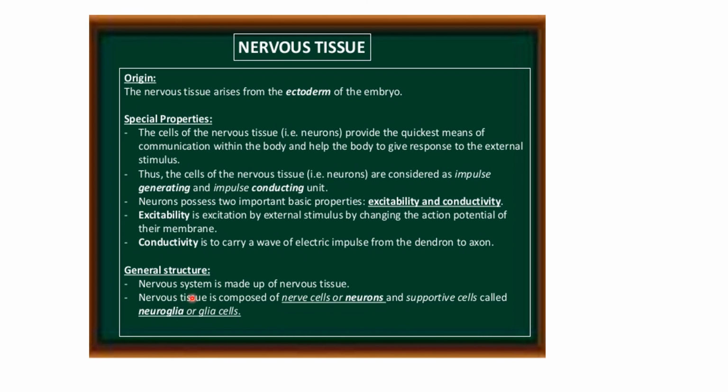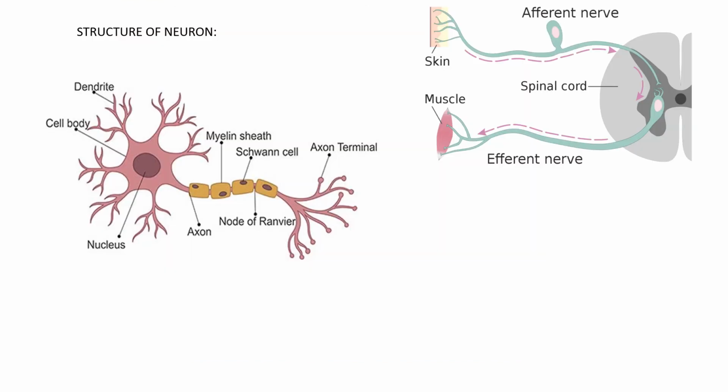In general, the nervous system is made up of nervous tissue, and the nervous tissue comprises nerve cells, which are called neurons, and the supporting cells, which are known as neuroglia or glial cells. Now let's study the structure of a neuron. It contains a cell body, an axon, and hair-like structures which are known as dendrites. The cell body contains the nucleus and cytoplasm around it. The axon contains myelin sheath, Schwann cells and nodes of Ranvier, as you can see over here.